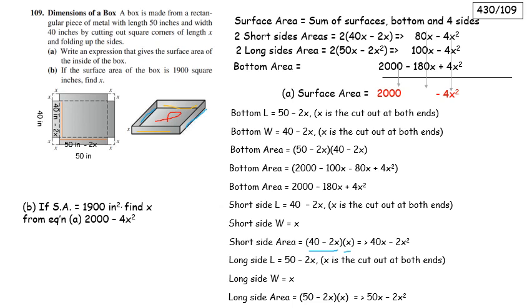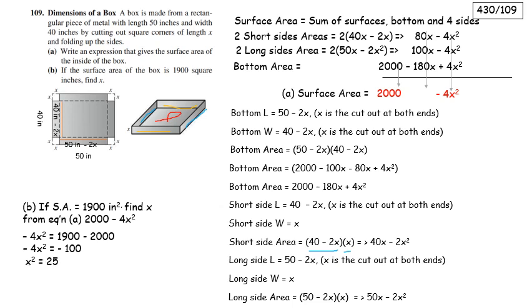For B, if the surface area is equal to 1,900 inches squared, we can plug this value as the value for the equation we got in A and set that to the surface area to find x. If we add negative 2,000 to both sides, we will get negative 4x squared is equal to 1,900 minus 2,000, which simplifies to negative 4x squared is equal to negative 100.